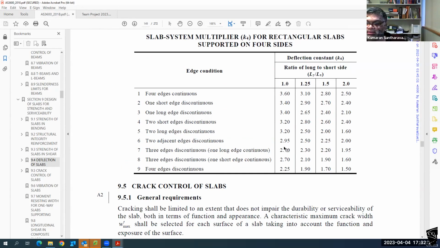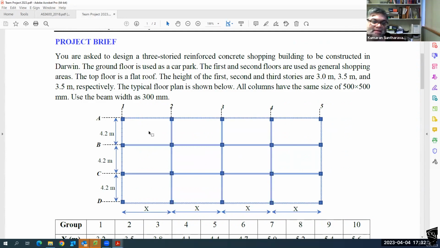So okay, let's look at this one. If you look at this, 2 adjacent edges discontinuous will have the lowest K4, for any ratio. So that is the corner panel. So the corner panel will give larger deflection. So we need to check your deflection at the corner panel.